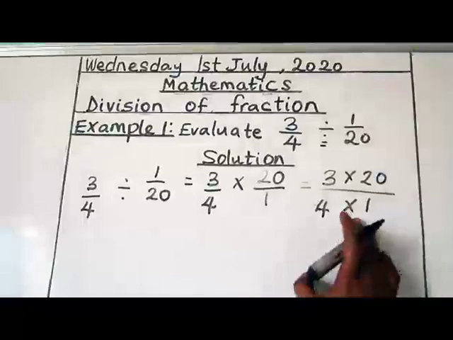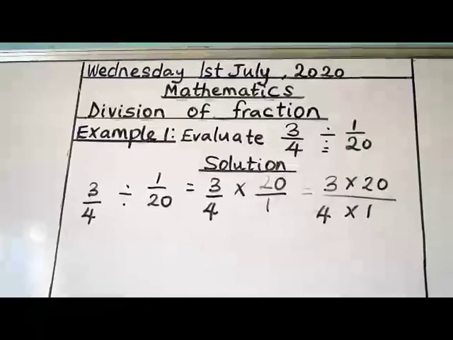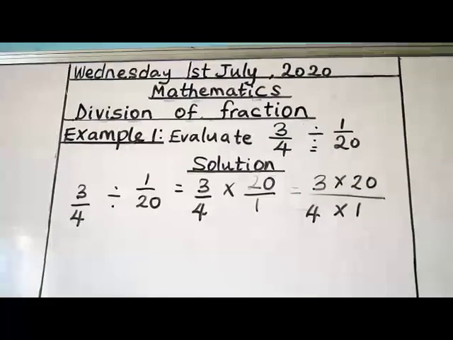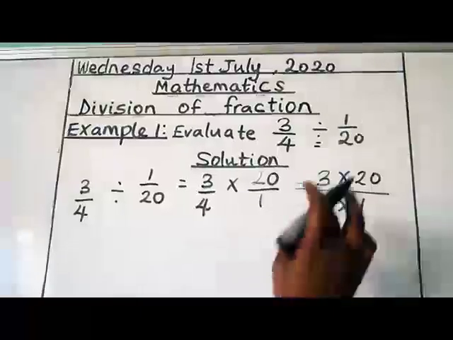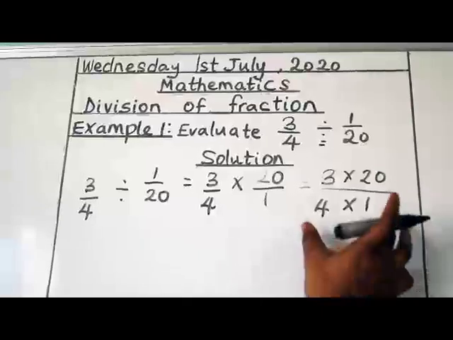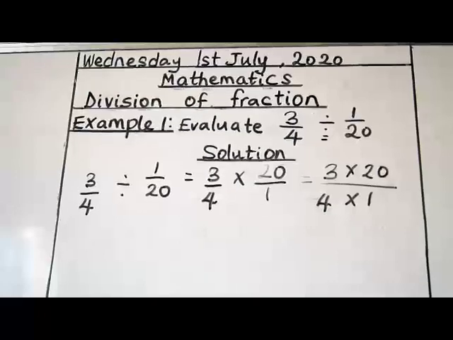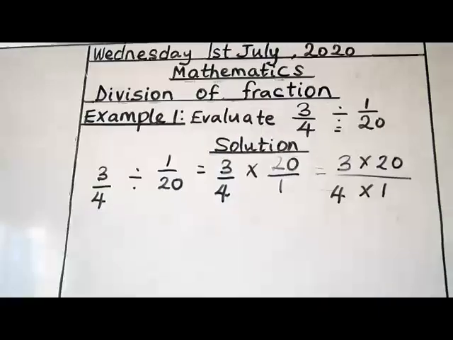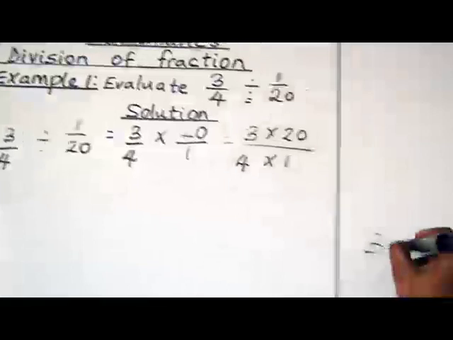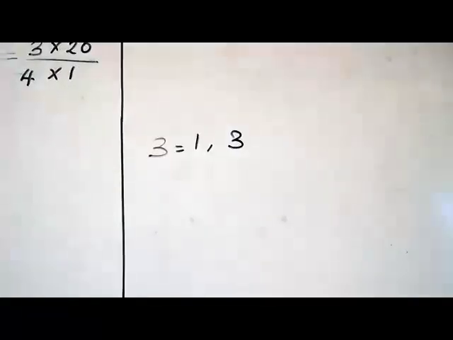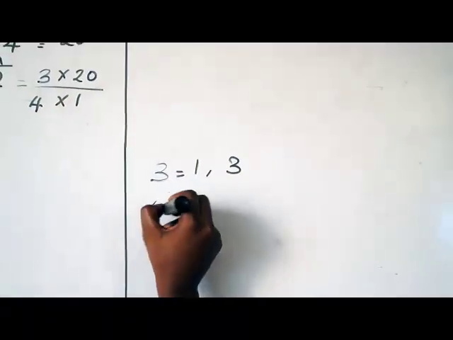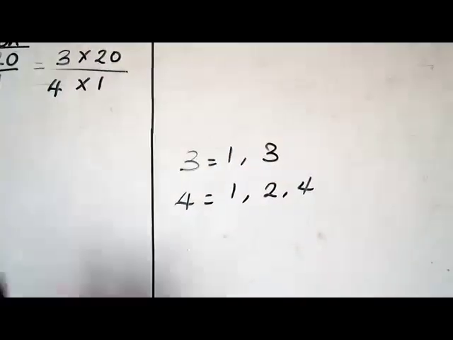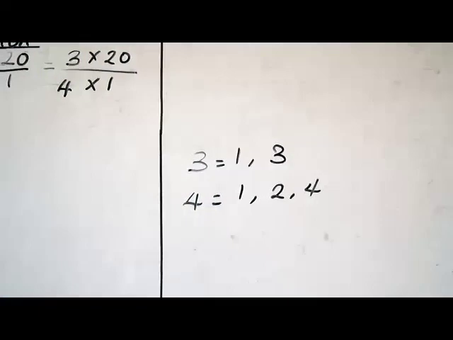Instead of multiplying straight like I taught you in the last class, I will try and look at the numerators and the denominators and see if there's any number there that shares a common factor. What do I mean? Look at number 3 on the numerator line. Look at the 2 numbers on the denominator. Is there any number on the denominator line that shares a common factor with 3? The factors of 3, I have 1 and 3. Factors of 4, I have 1, 2, and 4. So 3 does not share a common factor with 4.